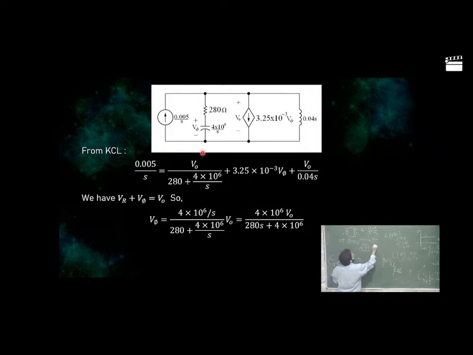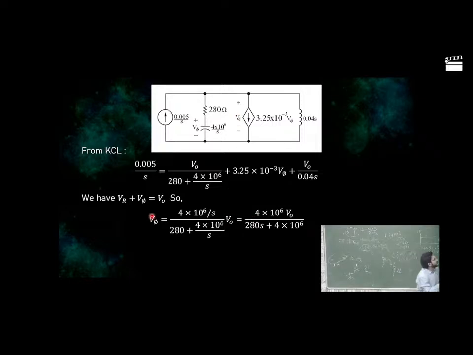IR1 will be given by the current flowing through the opposite branch, I into R2 by R1 plus R2, right? From there you get V5 equals this. The total potential is V0, so this by 4 into 10 to the power 6 by S, by the total impedance, 280 plus 280, into V0. Okay, so now you are getting it.